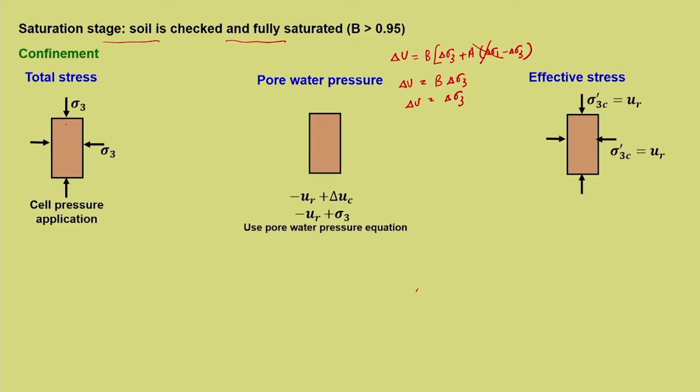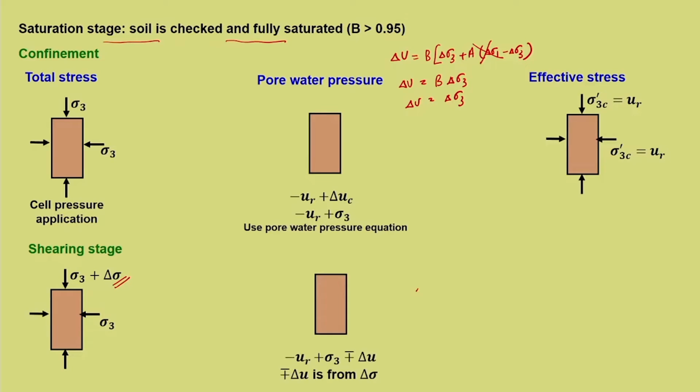Effective pressure will be sigma 3 minus UR plus sigma 3, that is equal to sigma 3, and sigma 3 gets cancelled off, it will be UR. So the effective stress is UR now. So then comes the shearing stage. Without opening the drainage valve, the axial load or the axial stress is applied, and that is equal to delta sigma, which is the deviatoric stress component that causes failure.